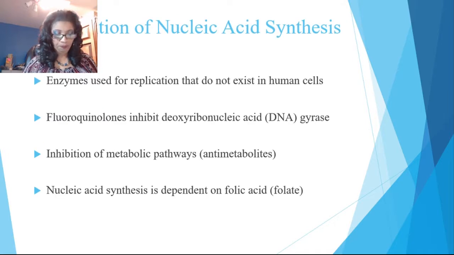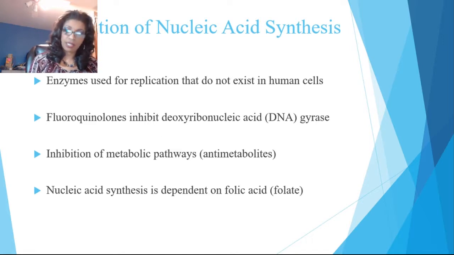As such, we know many bacteria use enzymes for replication that do not exist in human cells. The DNA gyrase is an enzyme that's needed for bacterial DNA replication. So in a bacterial cell, the nucleic acids DNA and RNA, the deoxyribonucleic acid and the ribonucleic acid, are very important molecules. When the cell divides, it replicates the DNA and gives that new cell its instruction manual. Basically, it's the script. It's what that cell is supposed to do.